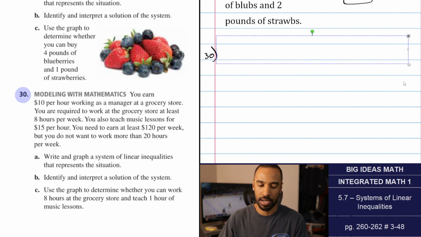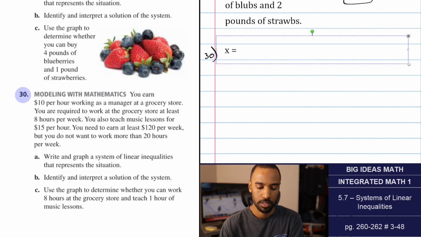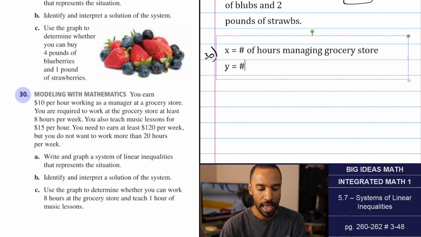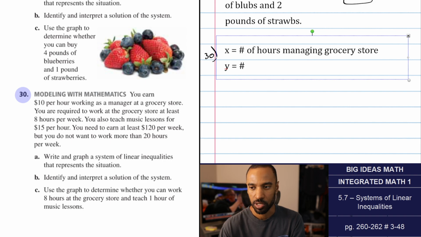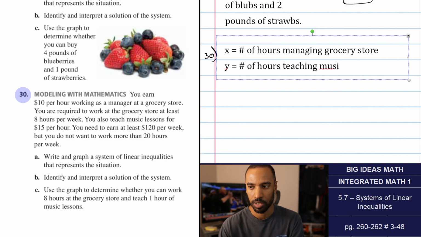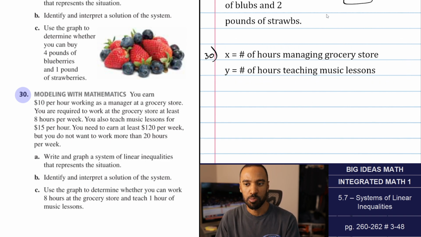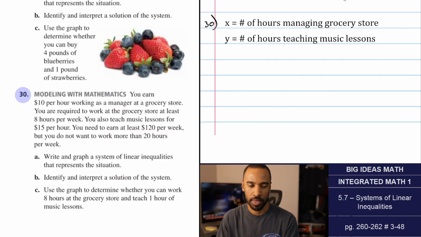Let x represent the number of hours at the grocery store, and y represent the number of hours doing music lessons. Number of hours managing grocery store. That's way more information than I need, but hours grocery store is all I need. And y is the number of hours teaching music lessons. These are the things as a whole here, right? Now, we must be positive, or greater than or equal to 0. I think that's a must.